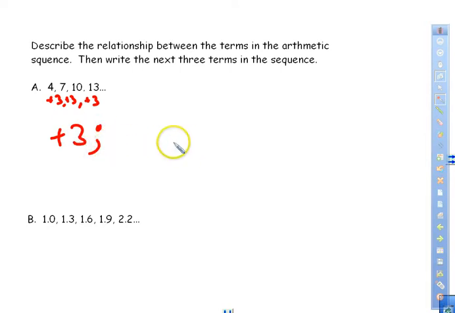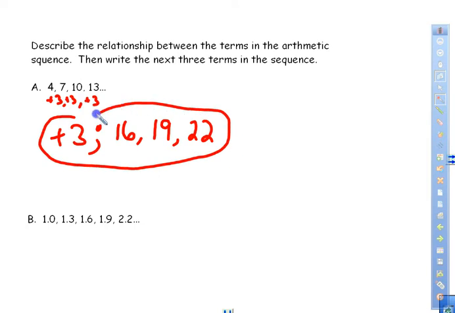The next three answers need to be the next three terms, which adding 3 onto 13 would be 16. Three more added on would be 19, and 3 more onto that would be 22. So that's your answer to this problem. Why don't you go ahead and hit pause, and you'll see now we have some decimal points. So go ahead and do letter B.